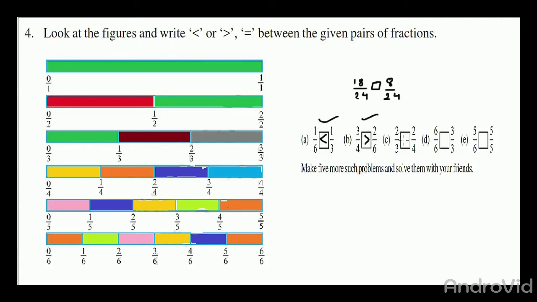So we have done 2 questions. Now 2 over 3 and 2 over 4, numerators are same. Therefore, lesser denominator would be greater. That is 2 over 3 would be greater. Same could be seen in picture. 2 over 3 is greater than 2 over 4. Now 6 over 6 is 1 and 3 over 3 is also 1. So they are equal and also could be seen in the picture.